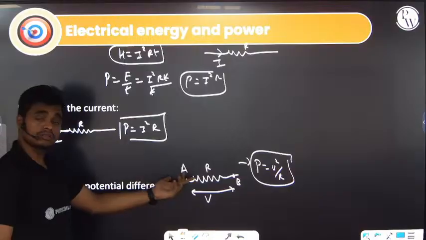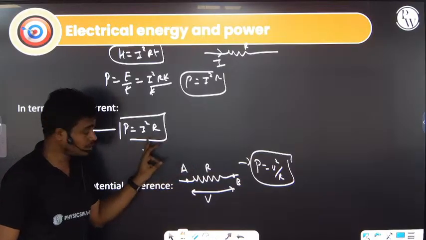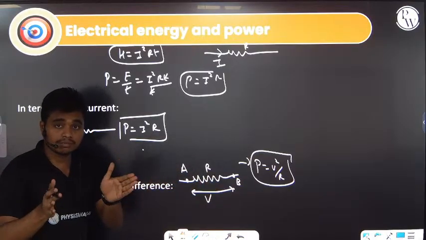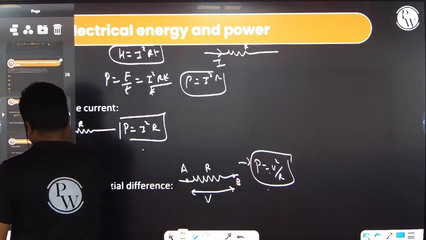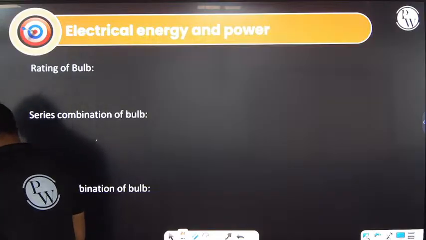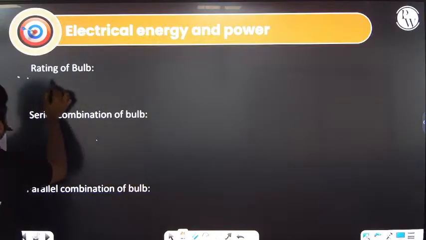When to use this one, when to use that one? When the current is given and resistance is given, you have to use I square R. And when the voltage difference across the given resistance is known, we have to use V squared by R. So let's check some more things in this, the electrical energy and power. What is the rating of the bulb, if you talk about it?